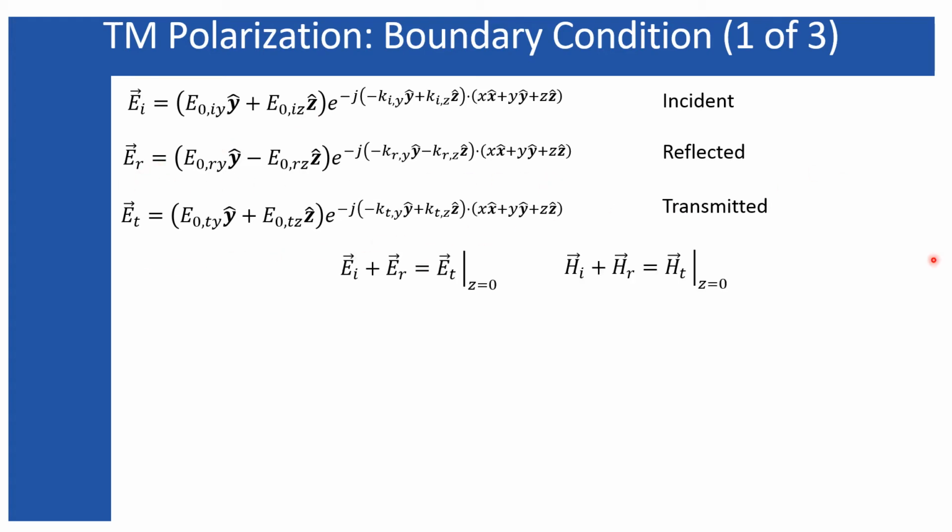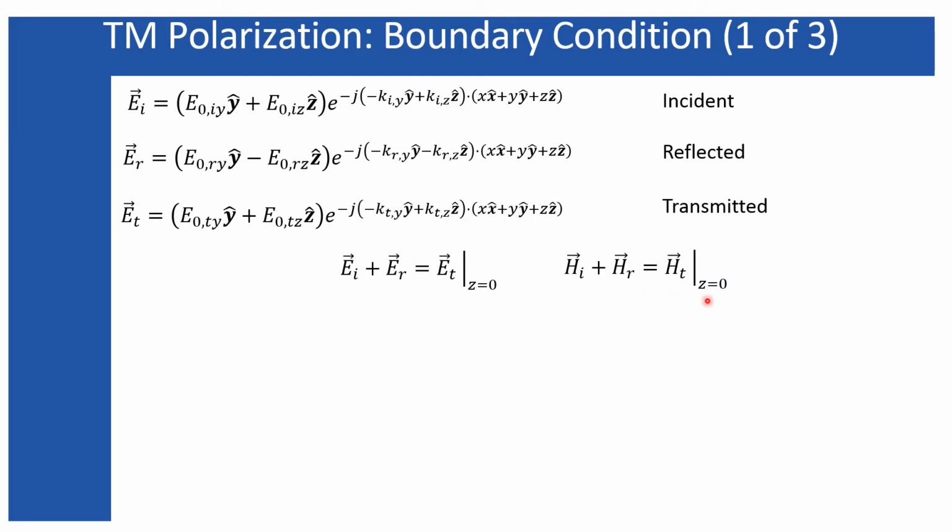Now, this is the boundary condition. The total electric field in medium 1 is equal to the total electric field in medium 2 at z equals 0, because the interface appears at z equals 0. The total magnetic field in medium 1 is equal to the total magnetic field in medium 2.